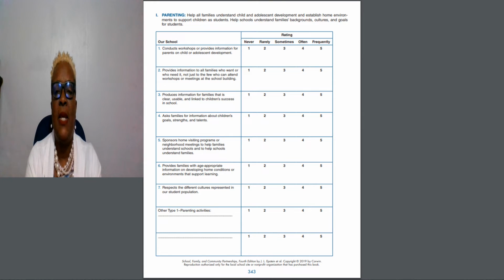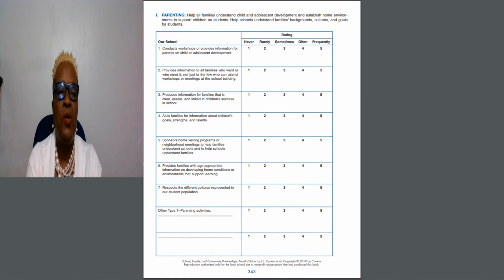Salinas, Epstein, and Sanders devised an instrument entitled Measure of School, Family, and Community Partnerships, usually referred to as a 9-tree measure of partnerships. This instrument was used for the PLC to assess the level of involvement of parents at the school. Of course, you have to know where you are at. You have to know where you are starting from.